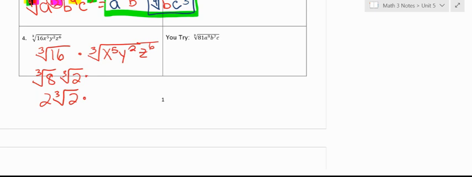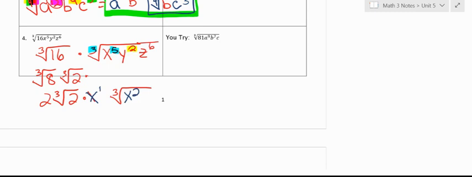And then for the variables, we're going to do the same thing. So I'm going to write just a little cube root here so I have it. And then we're just going to divide. So how many times, again, I'm working with an index of 3. How many groups of 3 can I pull out of 5? I could pull one group out. And then we're going to have a remainder of 2.